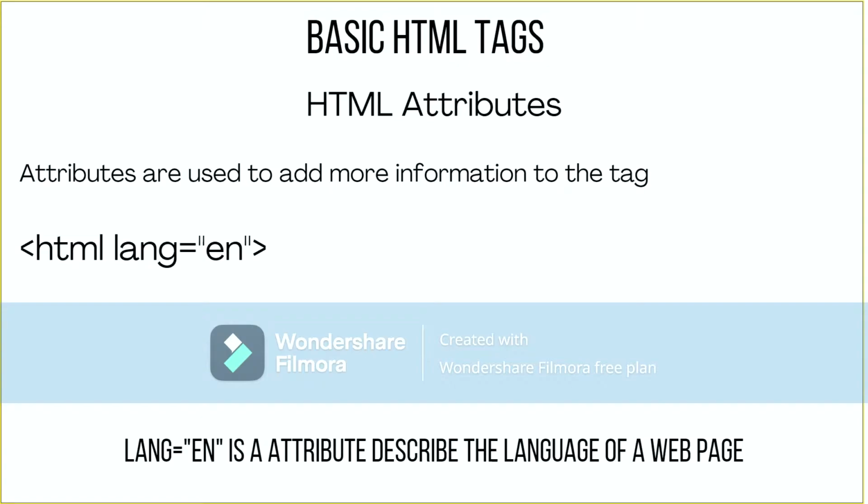Basic HTML tags. HTML attributes. Okay, we are in HTML attributes. Attributes are used to add more information to the tag. If I write html lang="en", lang="en" is the attribute that describes the language of a web page. Okay, I have told you that.